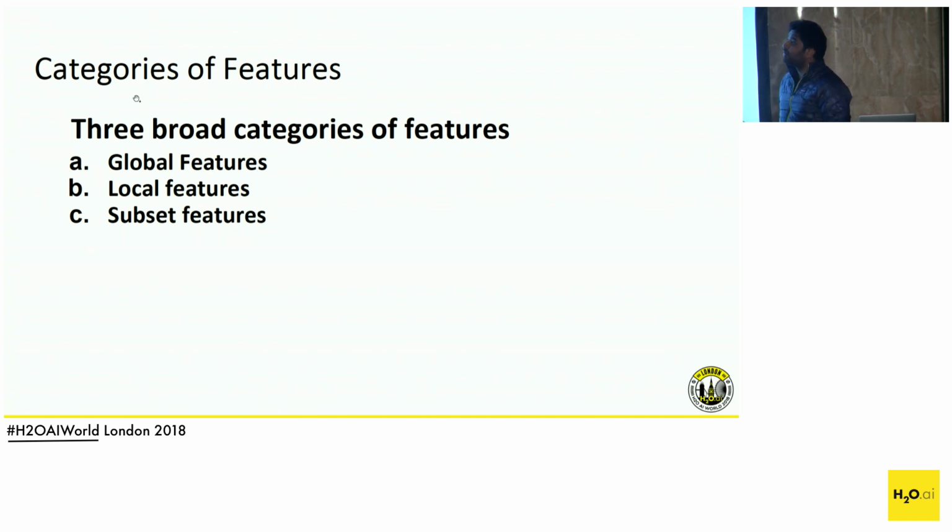Something that's called local features, and a last one, which is subset features. Subset features are not necessary in all kinds of modeling that you do, but global and local are almost universally required for any kind of modeling that you do. As we go through, let's try and take a look at what the different features are here.